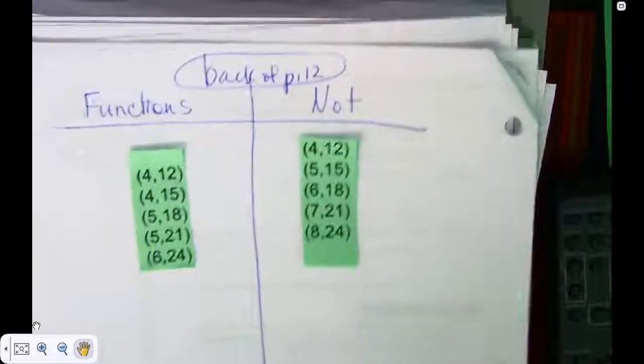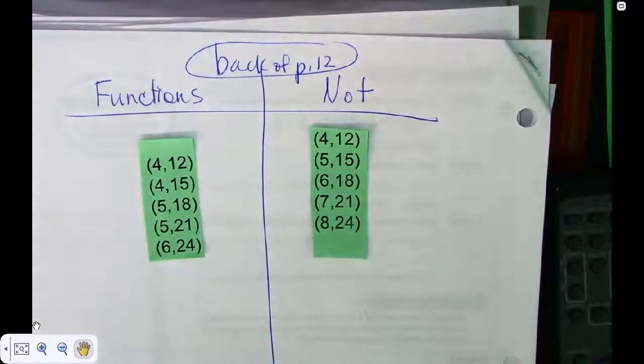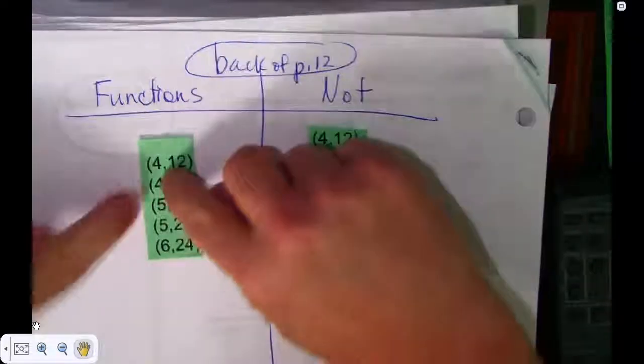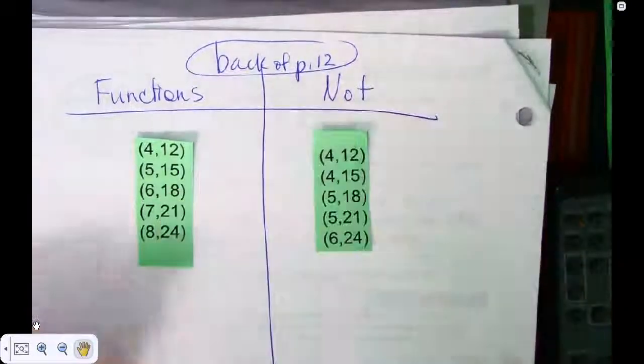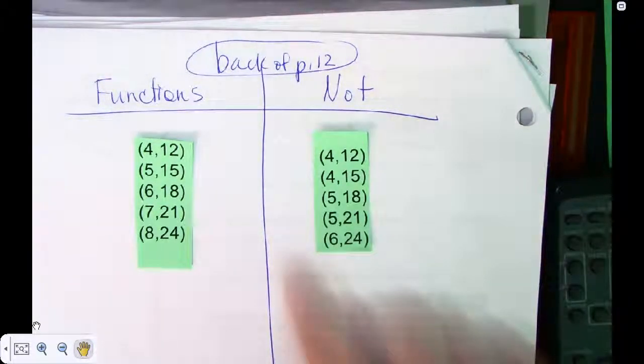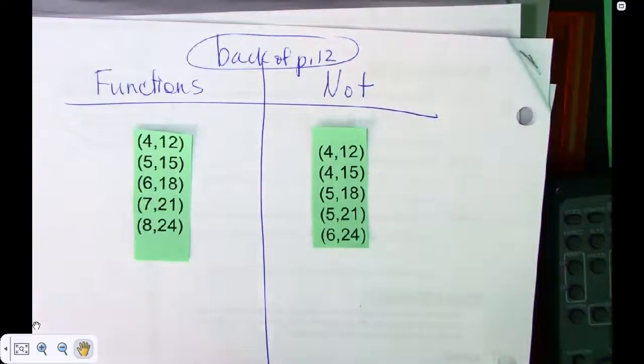Okay, are these right? Why not? Because you've got 2 4s and 2 5s there. So, glue them as we go now.